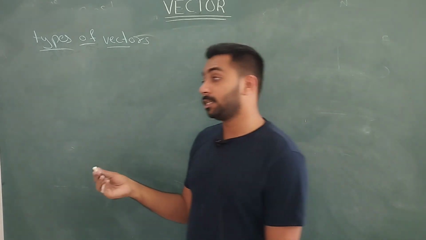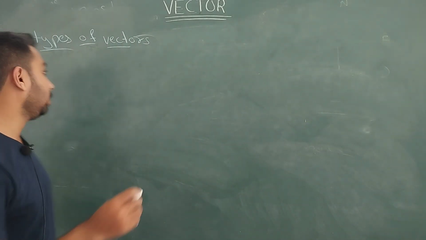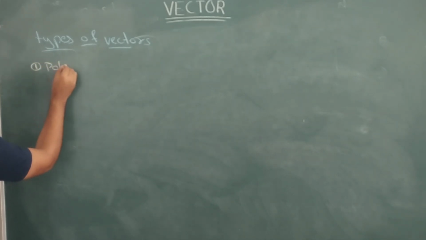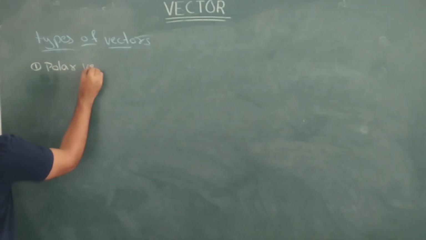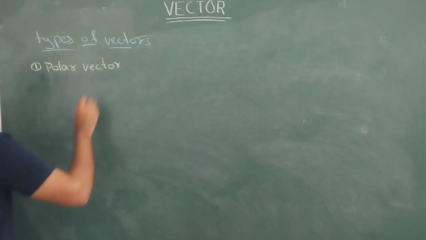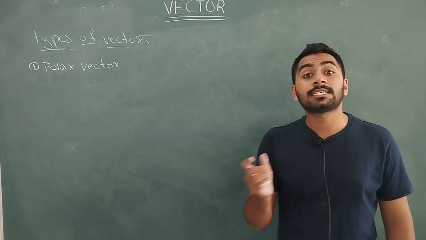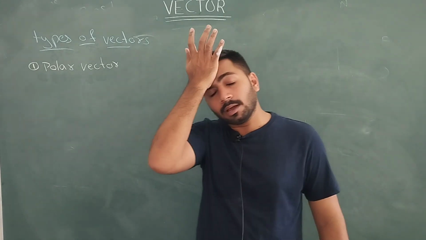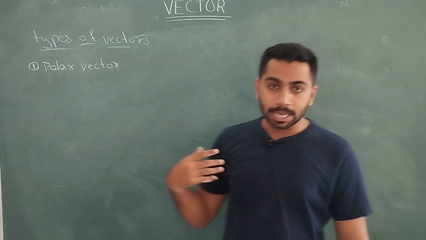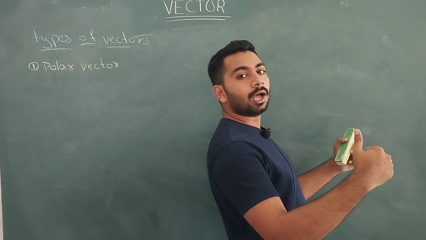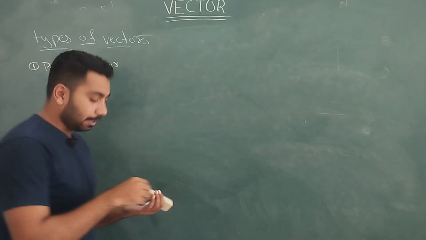First of all, let us get started with the polar vector. Polar vector is very simple. Any vector which has a starting point. For suppose a car is at rest and it has just started now. It has a starting point.